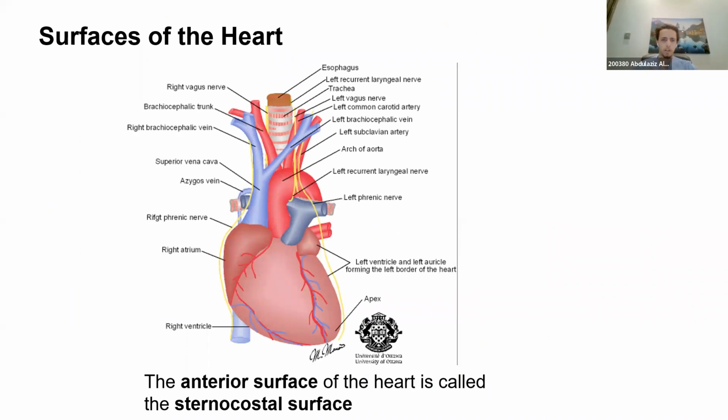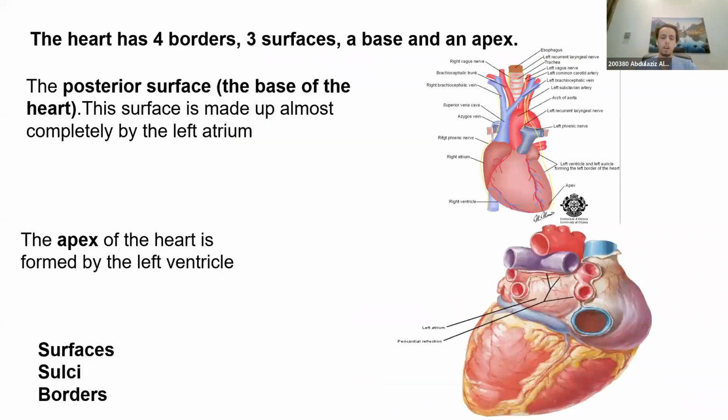Now, surface of the heart, very, very basic concept. There's an anterior surface, also called the sternocostal surface because it's against the sternum. You have a posterior surface, which is important to understand, that is mainly comprised by the left atrium. That is a very important concept. As well as an inferior surface, which is mainly comprised by the ventricles.